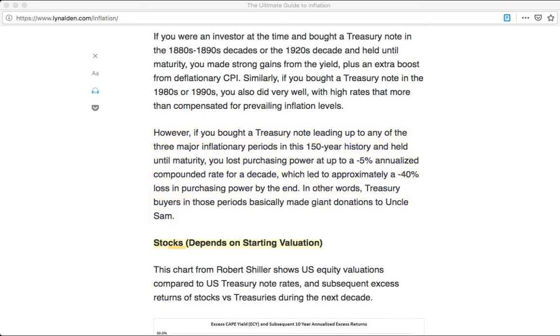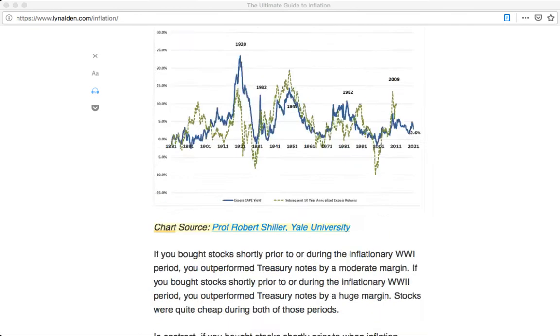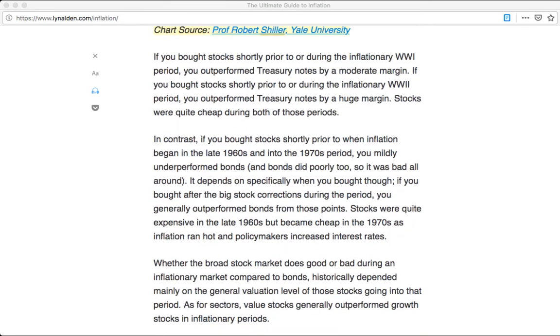Stocks: depends on starting valuation. This chart from Robert Shiller shows U.S. equity valuations compared to U.S. Treasury note rates, and subsequent excess returns of stocks versus treasuries during the next decade. Chart source: Professor Robert Shiller, Yale University.